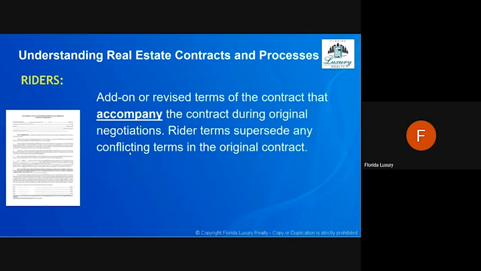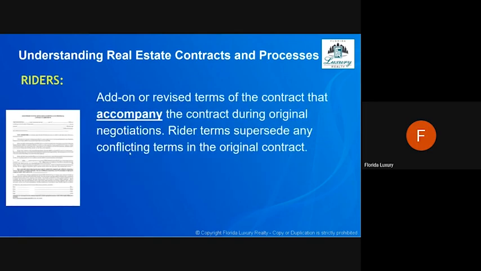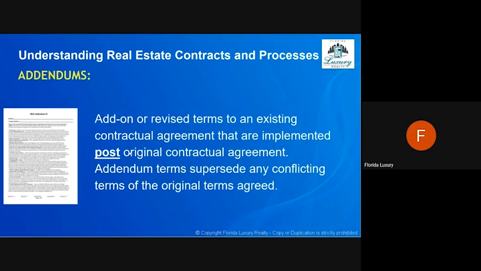A rider is something that is part of the contract at the initial signing. So this would be things like your HOA rider, or a CDD rider, or a sinkhole disclosure. All disclosures we're going to get into. But there are things that accompany the contract at the time of signing. An addendum is something that gets added after the contract is signed. So something changes: a repair addendum, an FHA addendum. Technically, if we included it first, it's actually a rider, but we still call it an addendum. So this is something that gets executed after that contract.